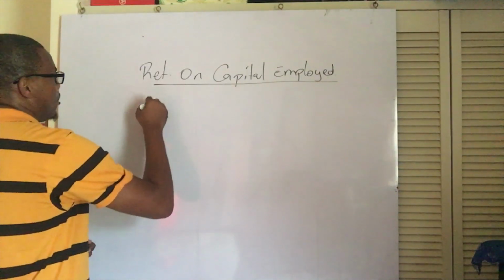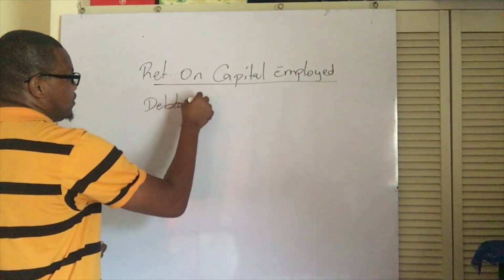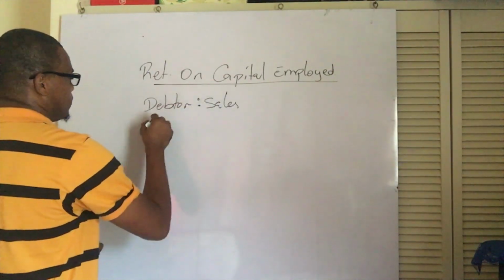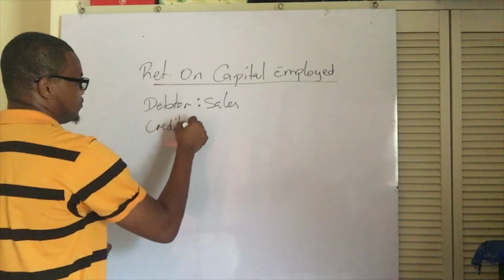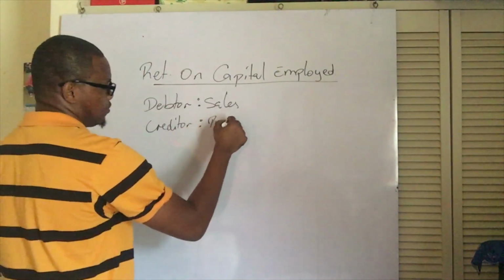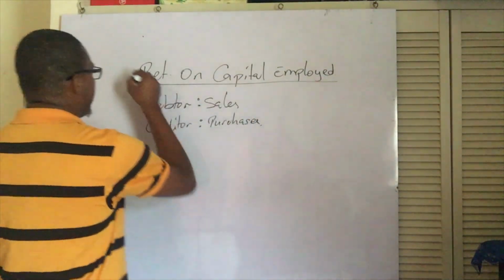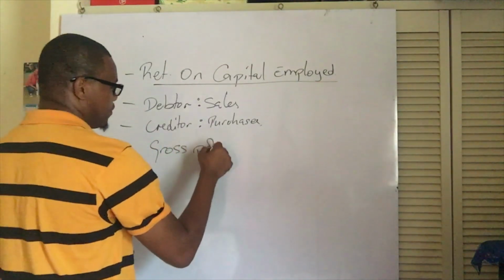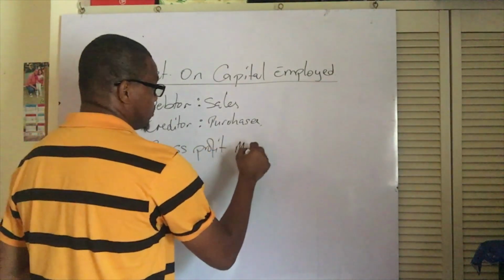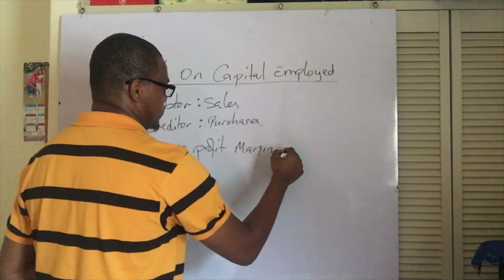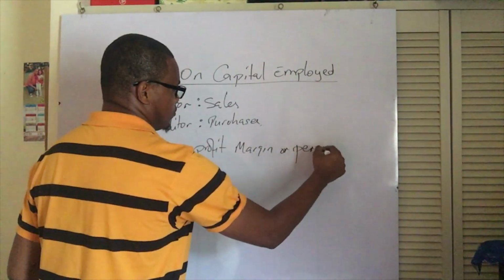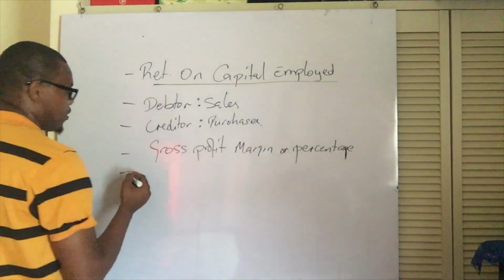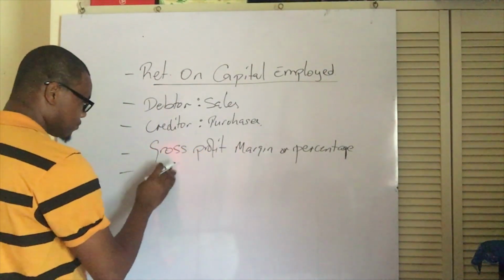And you have another one that they call debtor to sales ratio and creditor to purchases, right? They can also ask you for gross profit margin or percentage. They can also ask you for, what's this other one, man?